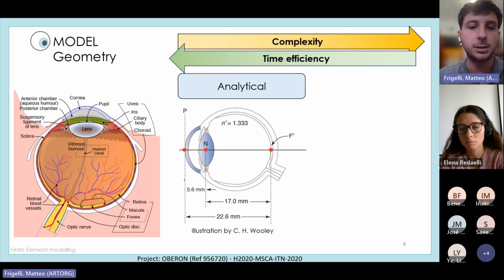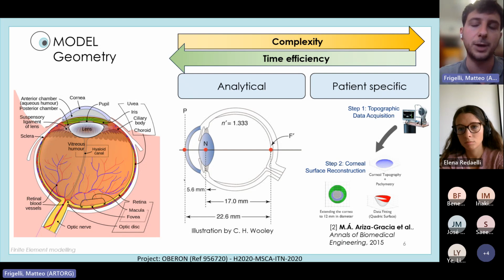And these, the literature is full of this, are based on average measurements of healthy or not healthy people, or it can be patient specific. Of course, a patient specific model is more realistic. It comes usually from medical images.